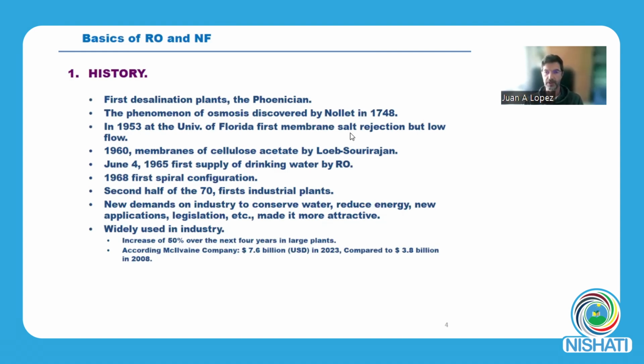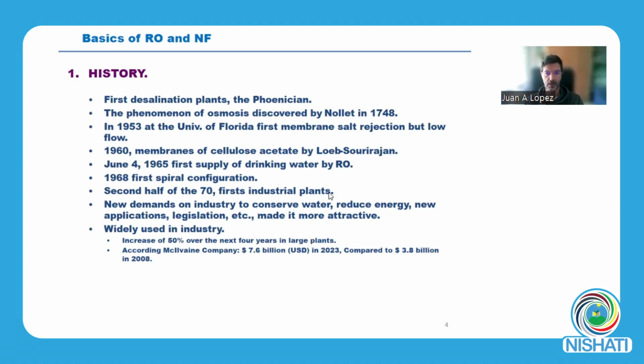Okay, so it was made with a very low flow, but a nice salt rejection. Later in 1960, the cellulose acetate membranes, the first commercial membranes, were created. And you can see that in just a few years, the first water supply using reverse osmosis was created, in 1965, just 5 years after the first modern membrane.